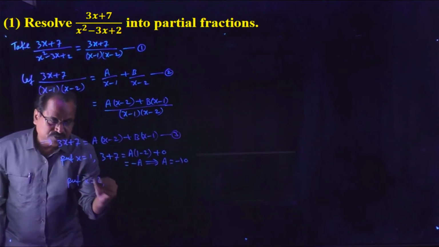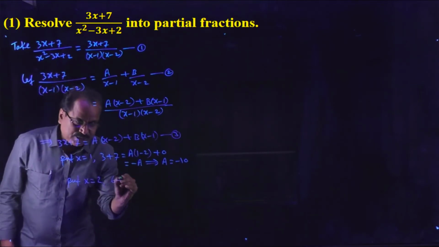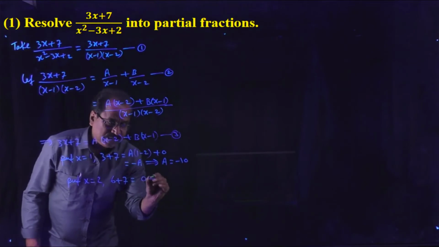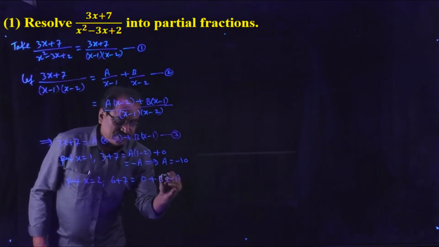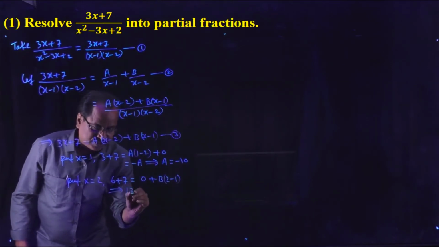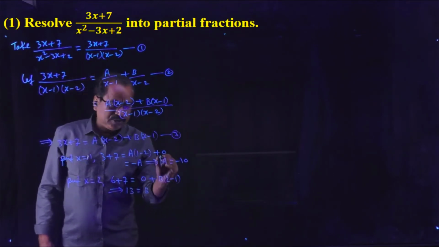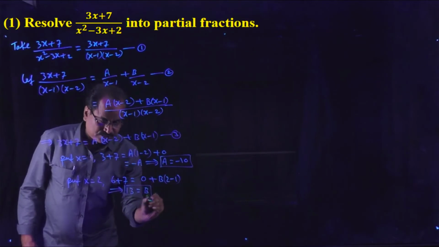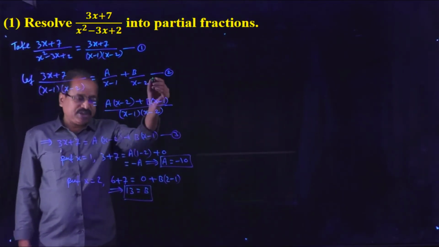Put x is equal to 2. 3 into 2 is 6. 6 plus 7 is equal to 0 plus b into 2 minus 1. This implies 6 plus 7, that is equal to 13, is equal to b. So, a is equal to minus 10 and b is equal to 13. Now, substituting these two values in equation 2.